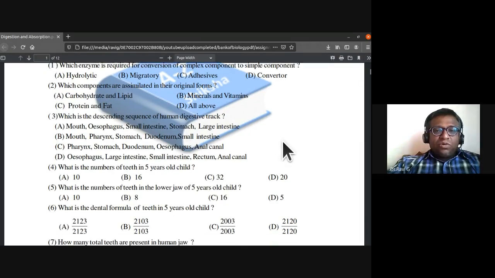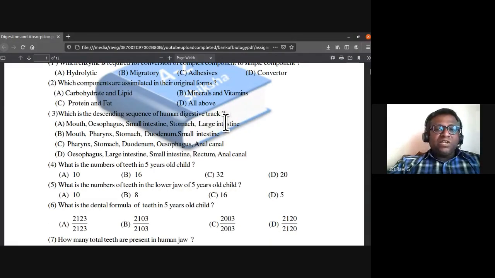So which is the third question? Which is the descending sequence of human digestive tract? Mouth, esophagus, small intestine, stomach, large intestine, or mouth, pharynx, stomach, duodenum, small intestine, or pharynx, stomach, duodenum, esophagus, anal canal, esophagus, large intestine? So these are all wrong. So the right answer is A: mouth, pharynx, stomach, duodenum, small intestine.